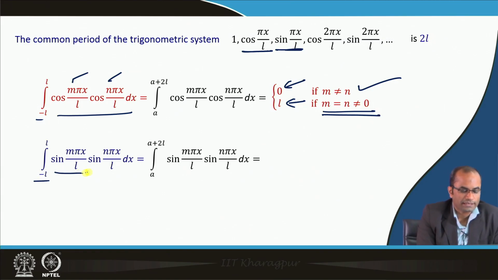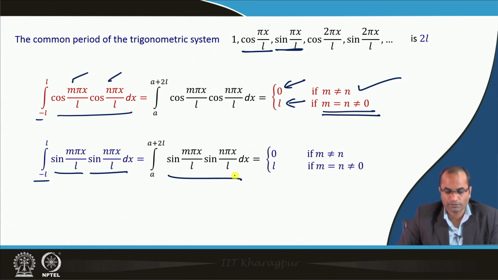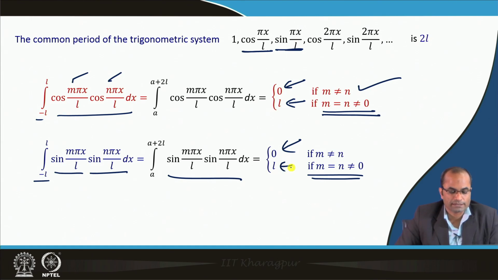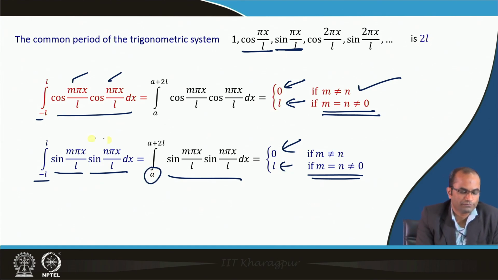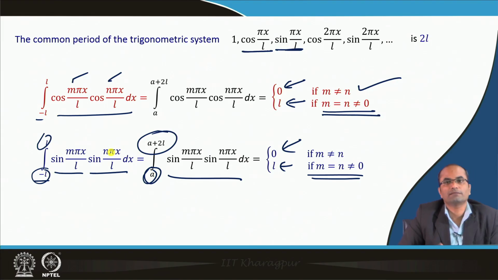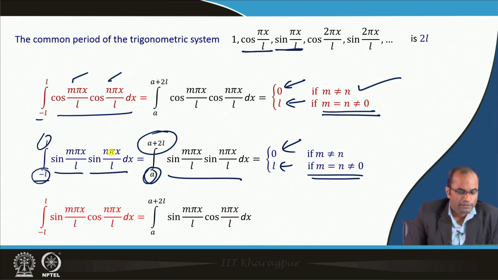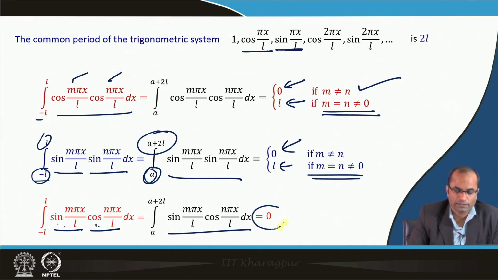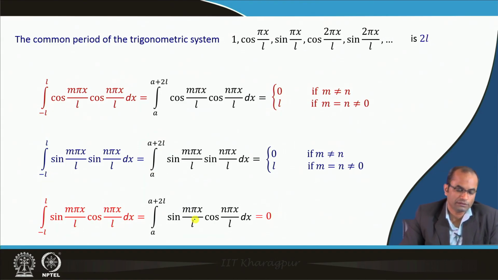Or from minus l to l for the sine family, we also have the same result: it is 0 when there are two different members of the family, and if they are the same, then the value is l. And we already know that for a periodic function, whether you integrate from minus l to l or from a to a plus 2l, the value will be the same. Another result is that if we take two different members, one from the sine family and another from the cosine family, then this is also 0. This is a very important result which will be used in the next lecture.